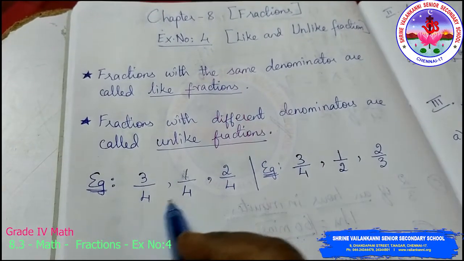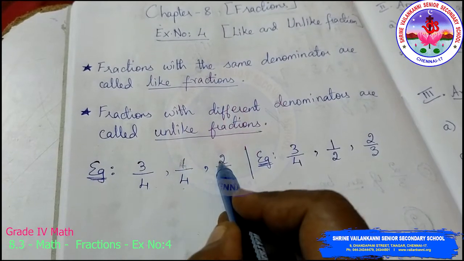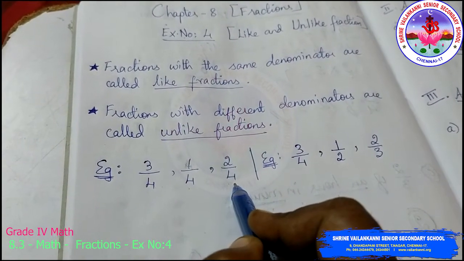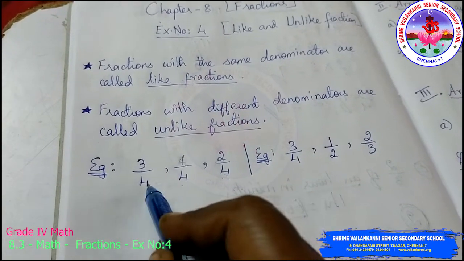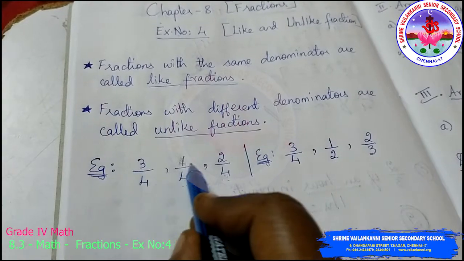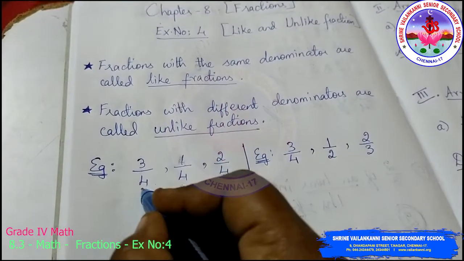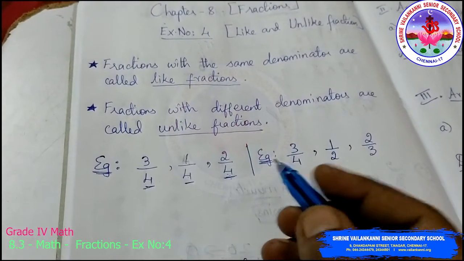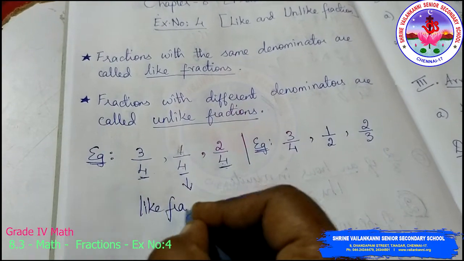For example, I've written here 3 by 4, 1 by 4, 2 by 4. So here I have three fractions where all the denominators are the same, 4, 4, 4. But if you see the numerators, all the three numerators are different. But when you have all the denominators equal, it is said to be like fraction.